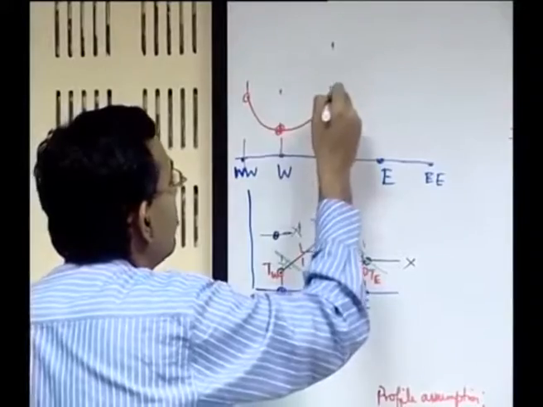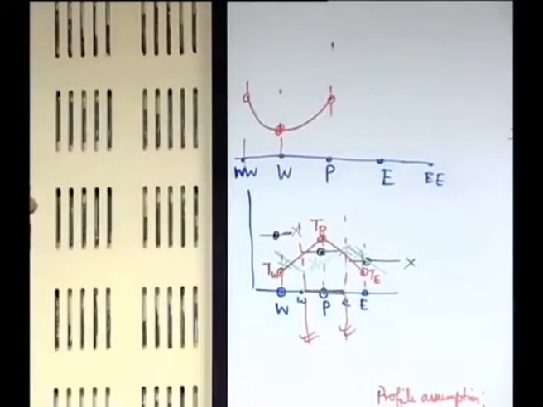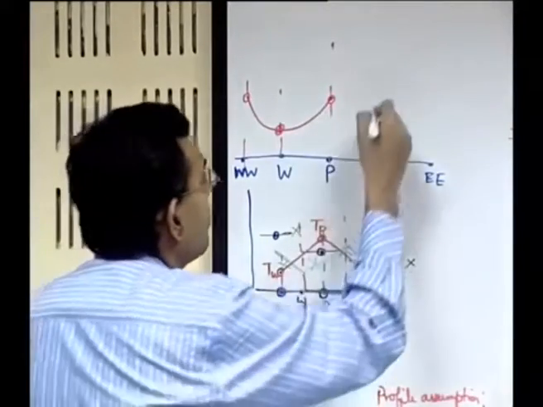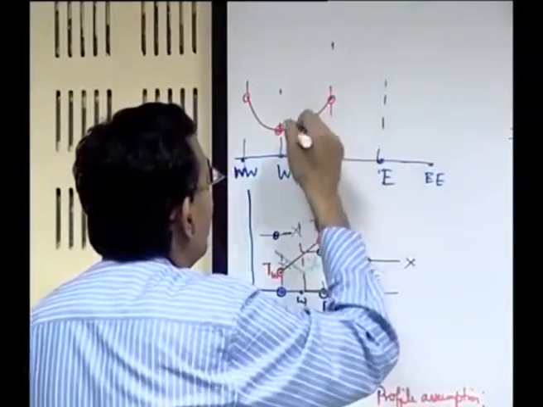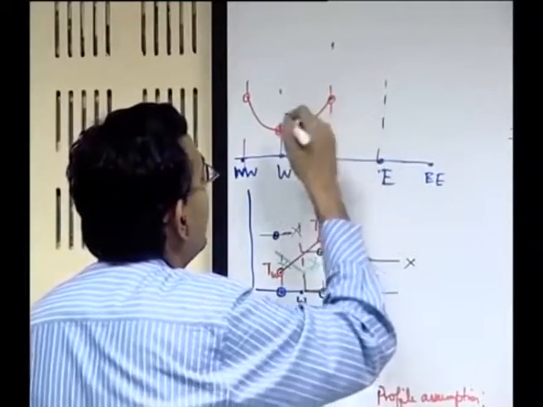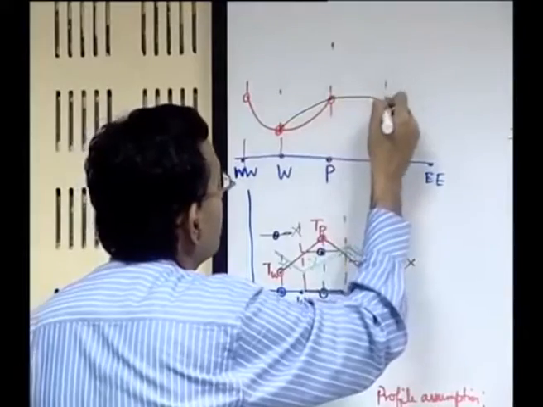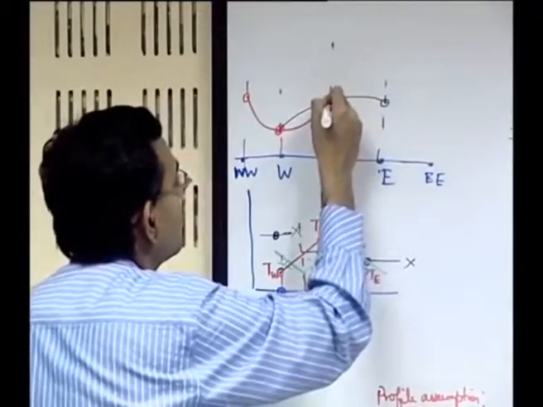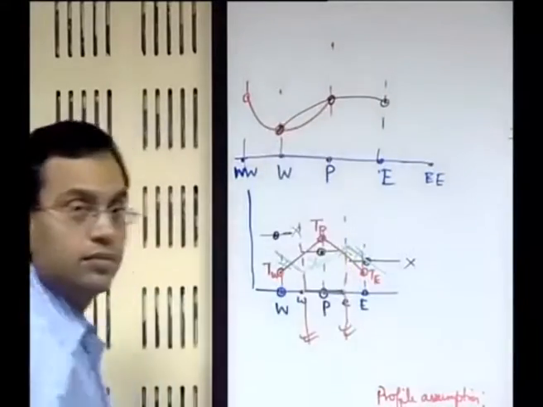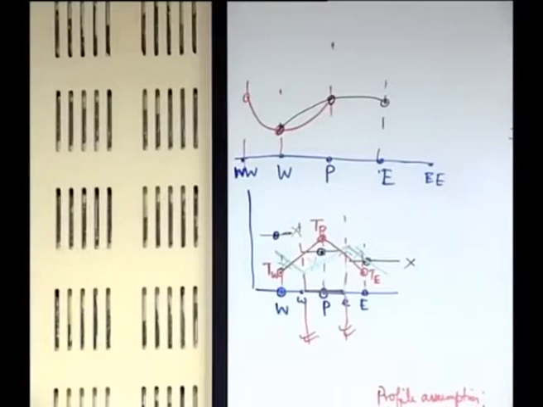Three values of temperature at these 3 points. Then similarly for the points W, P and E taken at a time, it could have been this. So this is piecewise quadratic interpolation. Now the question is, will it work?